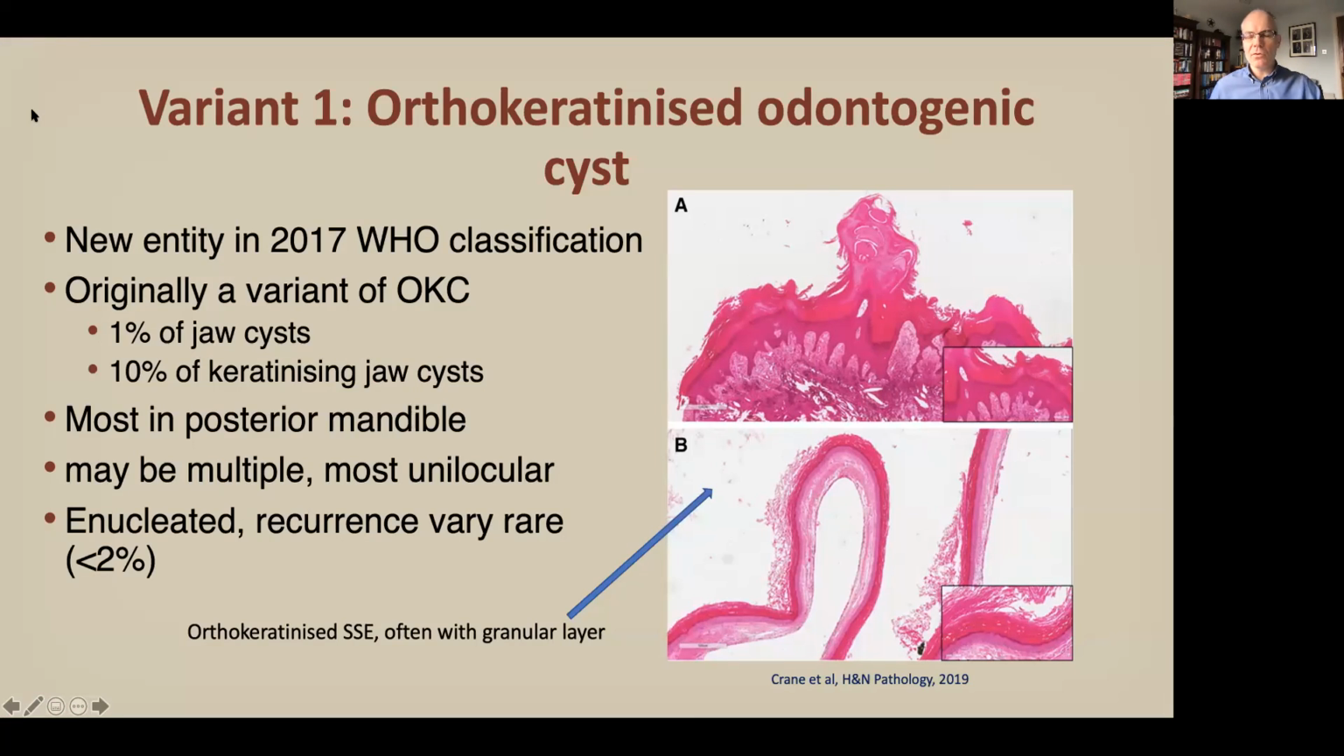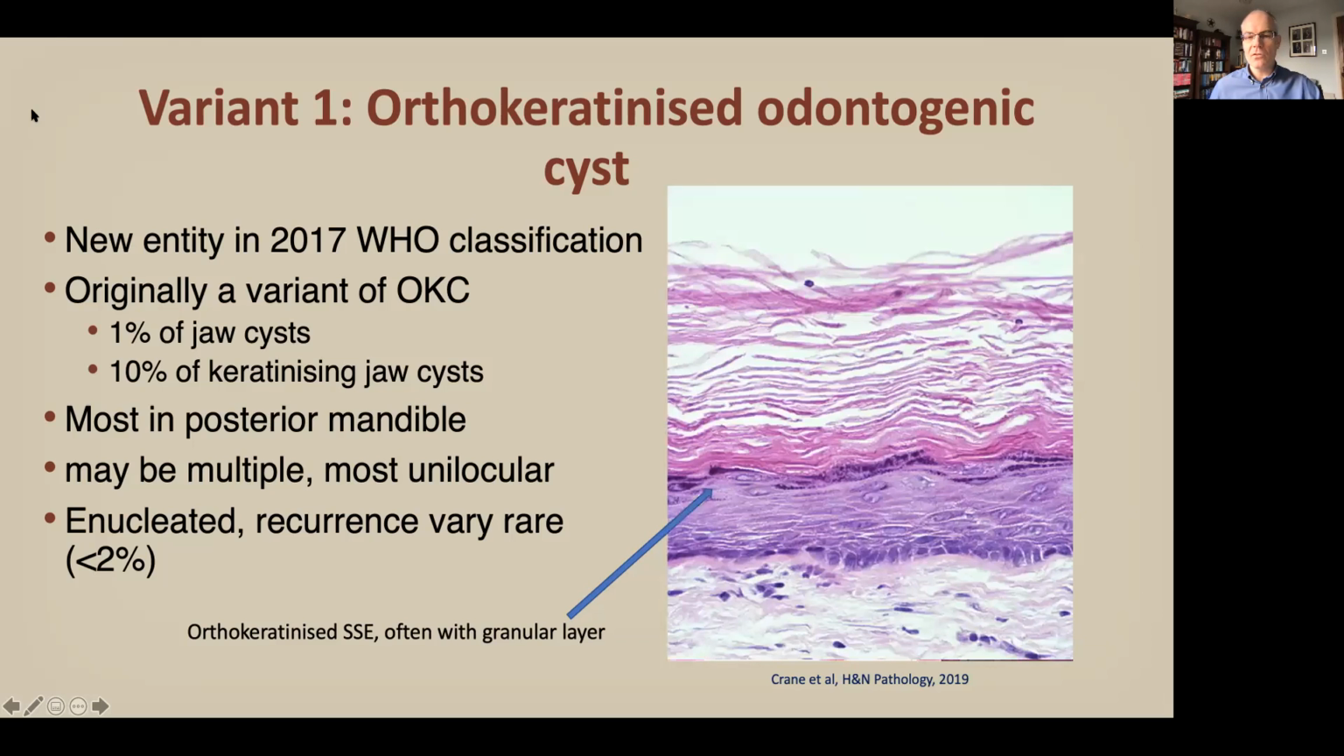What about variants of odontogenic keratocyst, and where do they fit into the story? Well, the orthokeratinized odontogenic cyst used to be part of the odontogenic keratocyst classification, but now in the 2017 classification has its own section. It comprises about 1% of jaw cysts and has a very similar site distribution to the classic odontogenic keratocyst. It tends, though, to have a very low recurrence rate, and the histological appearances are different from the classic odontogenic keratocyst in that the epithelium is orthokeratinized and very often has a granular layer to the epithelial lining, as you can see here.